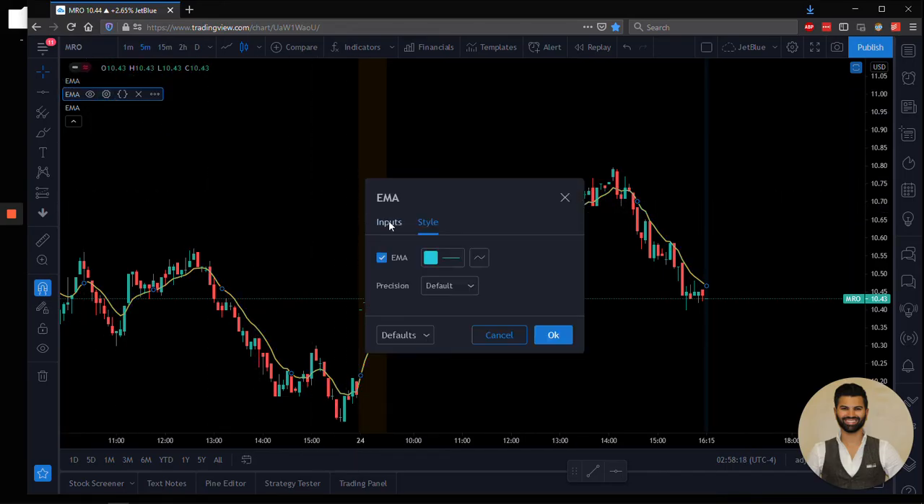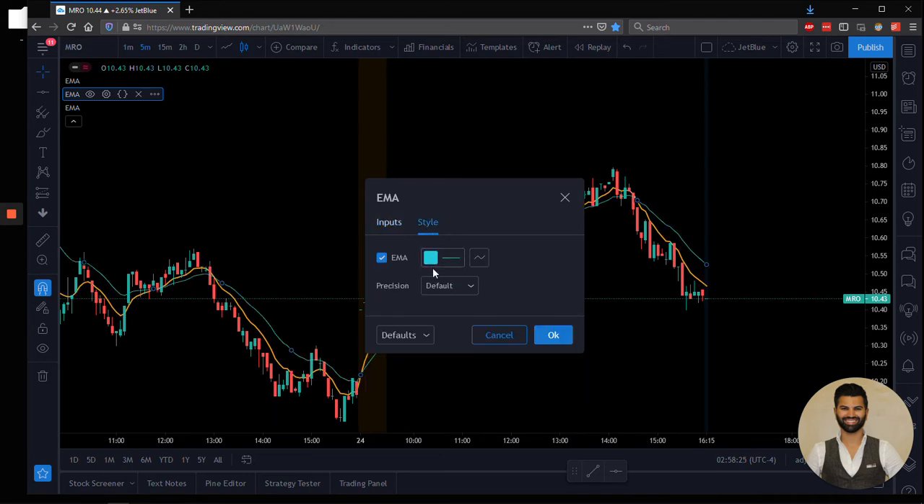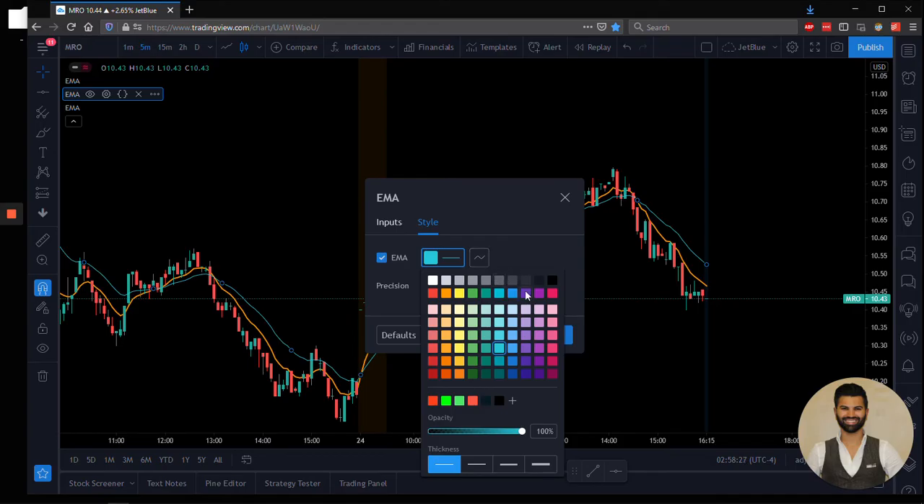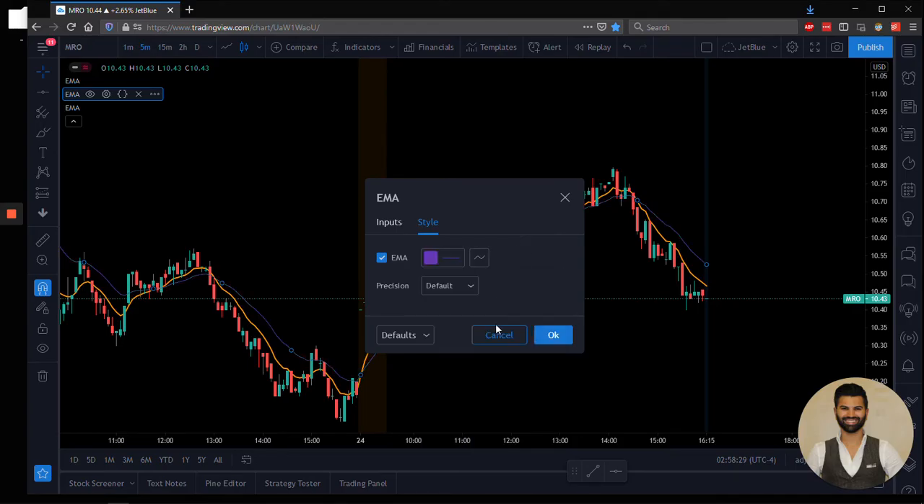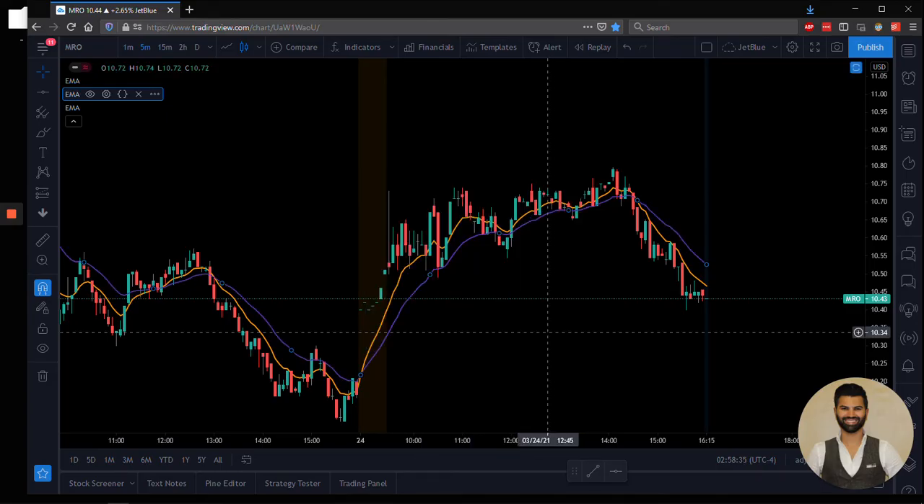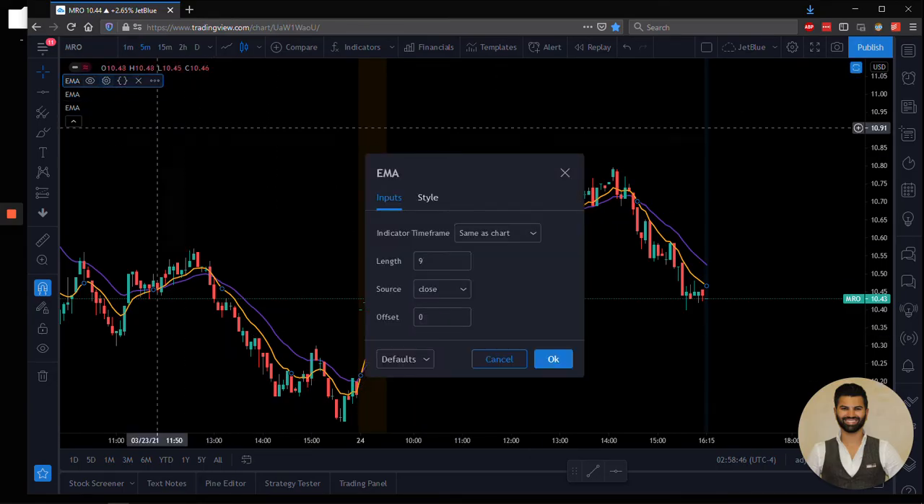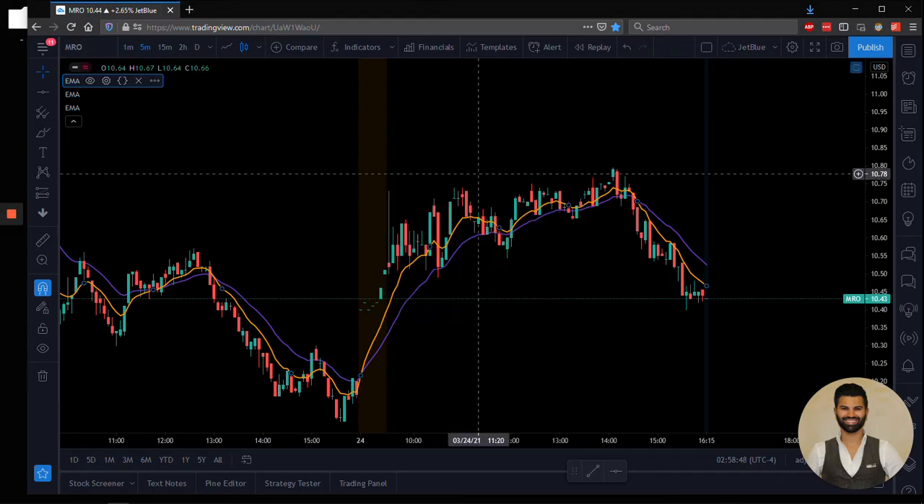EMA. Change the length to 20. Style. Let's change the color to purple. The thickness. Let's have it thicker. Okay. Next one. The third one. Wait, is that the same one? Let me just confirm. Yep, different one.